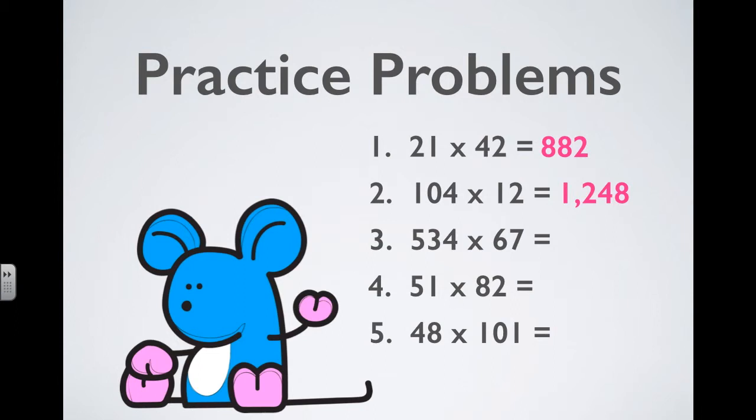Number 3. 534 times 67. The answer? 35,778. Number 4. 51 times 82. Your answer is 4,182. And your final problem, number 5. 48 times 101. Your answer, 4,848. How did you do?